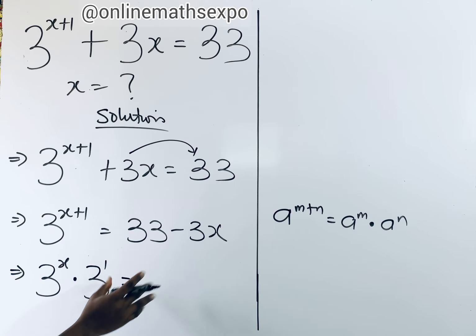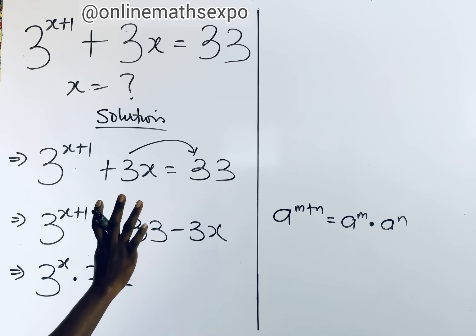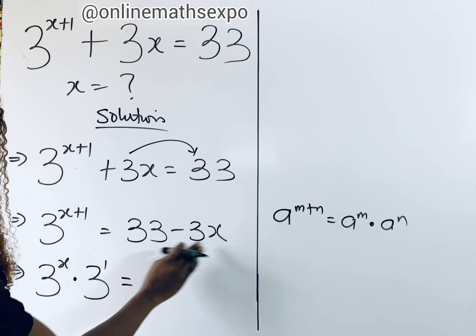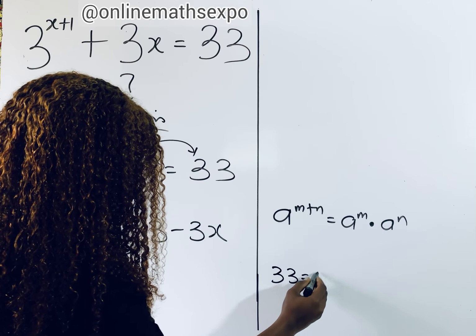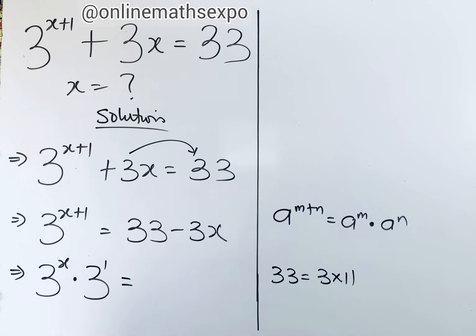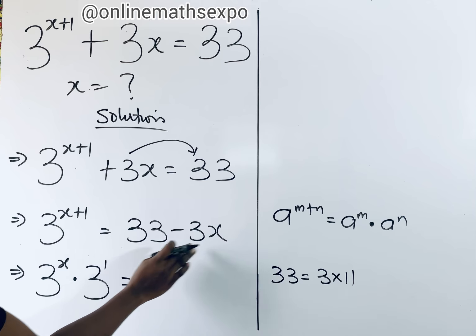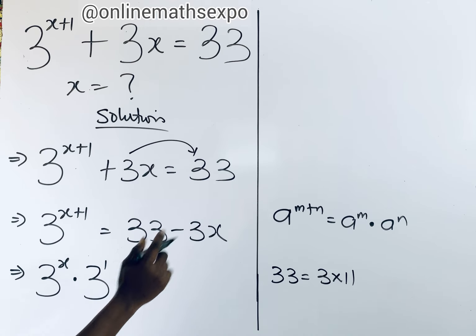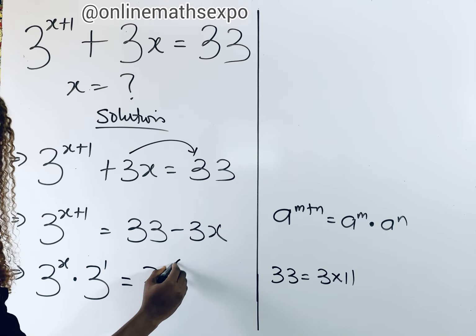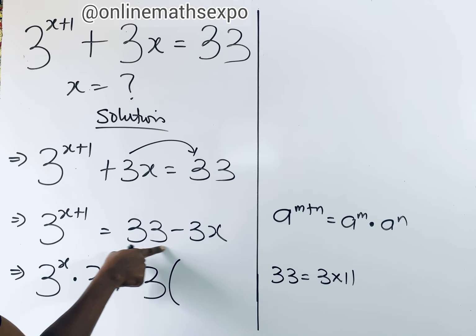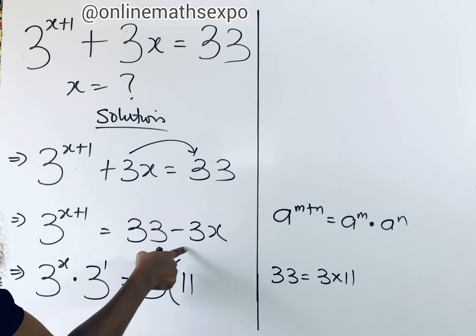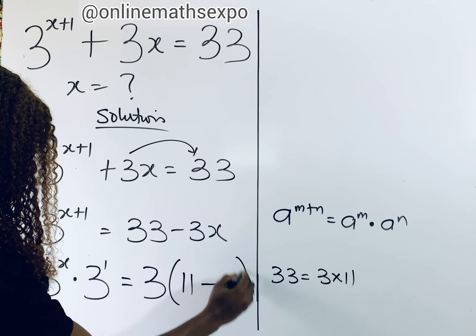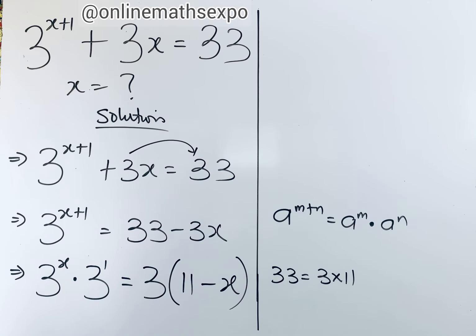Is equal to. Now, for the right side, you observe that this something is common here. 33, as you know, is the same as 3 multiplied by 11. So 3 is common here, 3 is also common here. So we can quickly factor 3 out. Open up a bracket, use 3 to divide this, it gives you 11, okay? Use 3 to divide this, it gives you negative x. Interesting. Now, what do you do next?